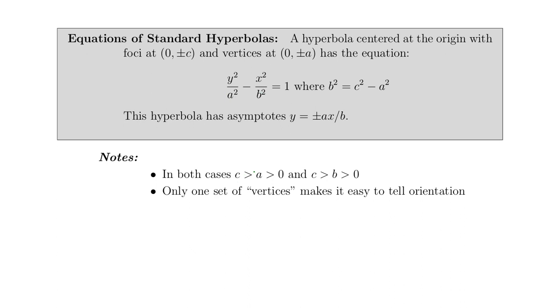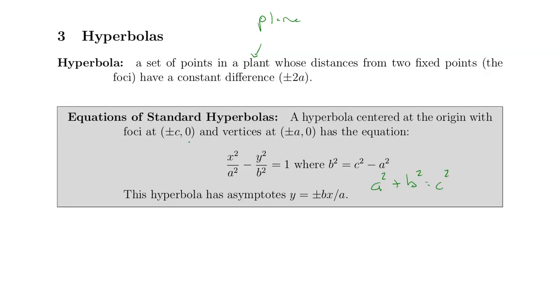In both of these cases, c is the big thing, so it's hard to tell the orientation. So we'll look at the sign, and only the one set of vertices, as opposed to the ellipse, will hopefully help. So you can think about where those vertices are. And again, those vertices, you'll notice here, are coming from the positive term.